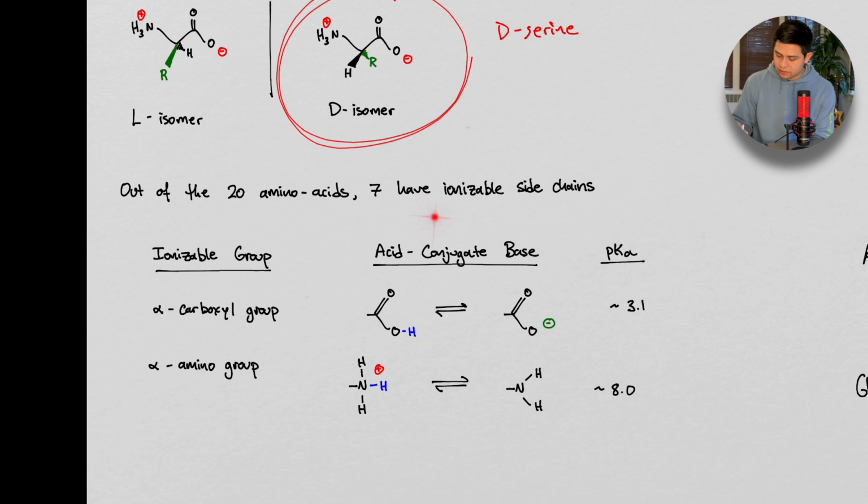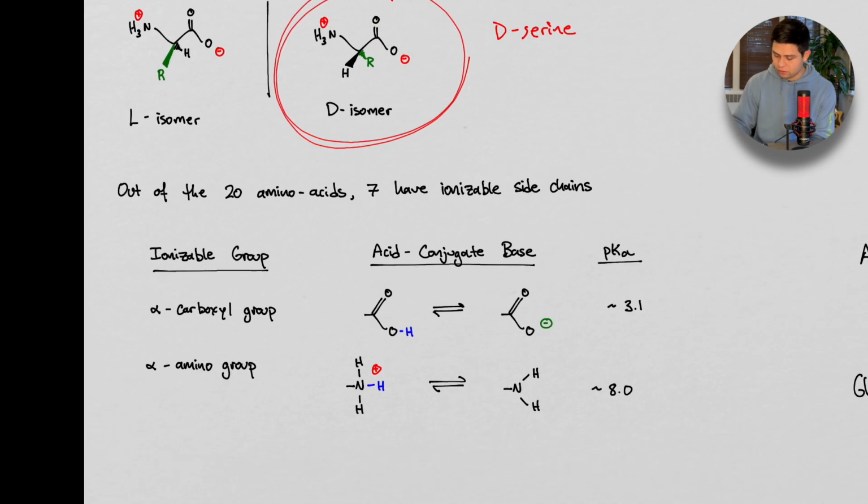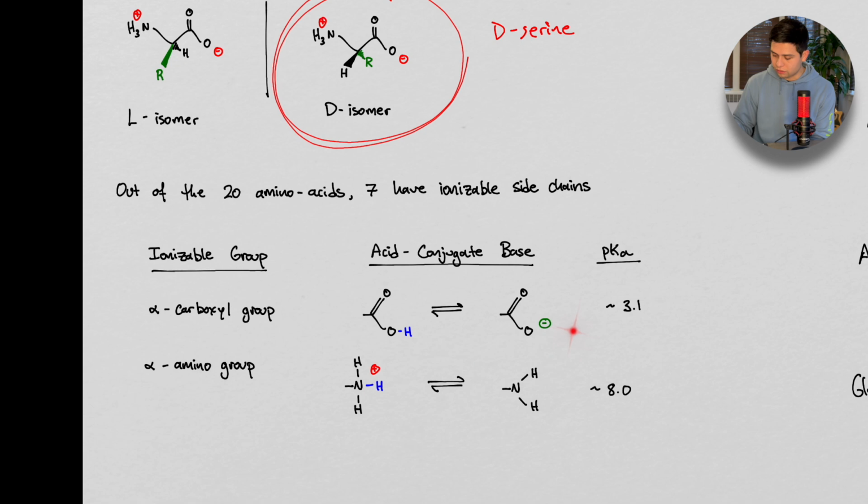So out of the 20 amino acids, 7 of them have ionizable side chains. If we're just talking about the carboxyl side here, this is what that is going to look like. Again, not at physiological pH, right? If the pH is equal to the pKa, then we have half of these and half of these. Okay, if we go above or below, then we're going to favor one of these, either this side or this side.